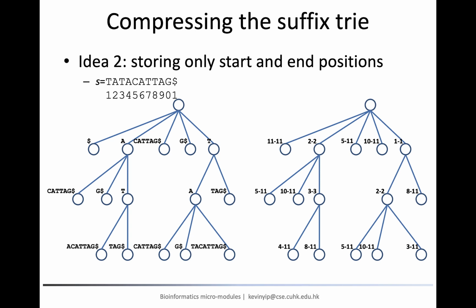Since the number of nodes is order n, and for each node we need to store only two numbers, you may think that the space complexity is order n. This is correct if we assume each position number can be stored in constant space. However, in general, each position number should require log n bits to store, since it has a range between 1 and n. And therefore, if we take this into account, the space complexity of suffix tree should be order n log n.